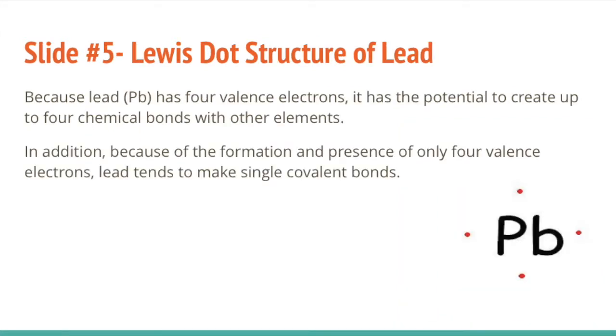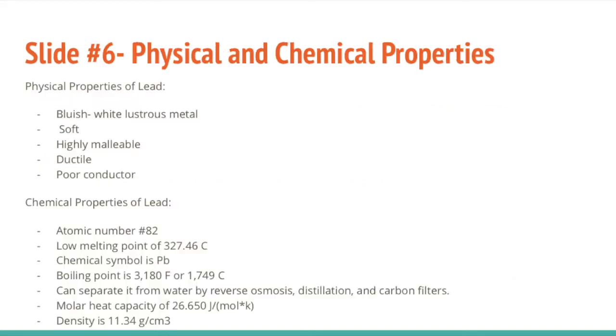For slide number 5, we needed to represent lead in a Lewis dot structure or diagram, which is located on the bottom right side of this slide. And from this diagram, we can see that lead has 4 valence electrons, which means it has the potential to create up to 4 chemical bonds with other elements. In addition, because of the presence of only 4 valence electrons, lead tends to make single covalent bonds.